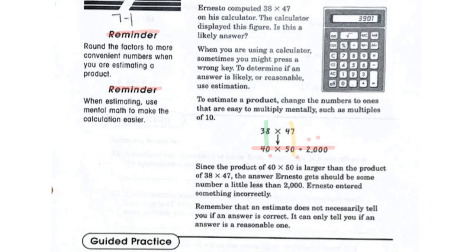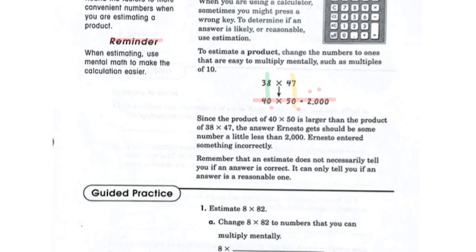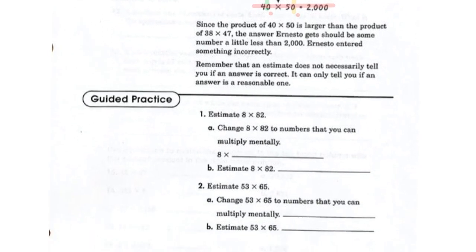It says since the product of 40 and 50 is larger than the product of 38 times 47, the answer Ernesto gets should be some number less than 2,000. Ernesto entered something incorrectly. Remember that estimation does not necessarily tell you if an answer is correct. It can only tell you if your answer is a reasonable one.